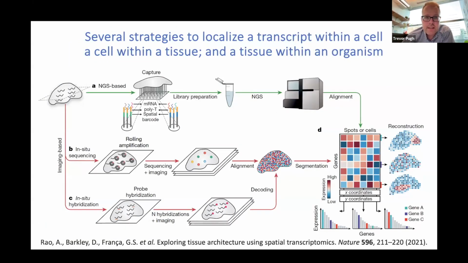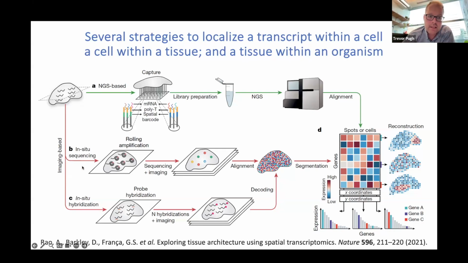And not to endorse just 10x Genomics, there's many strategies to localize a transcript within a cell. If you have a tissue, cut through your tissue, there's capture-based methods where you basically have a carpet of primers. So you put your tissue down, and then you're actually sequencing and discovering new transcripts. This is more the discovery-based approach.